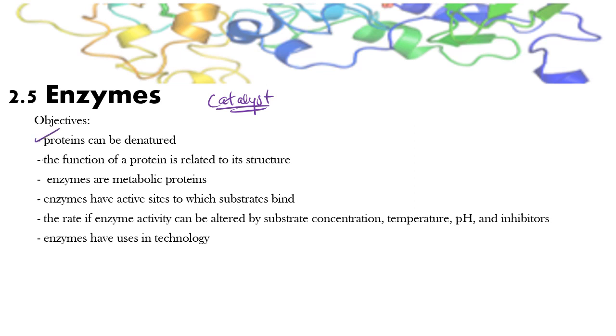We're going to talk about how the function of a protein is related to its structure. We're going to focus on enzyme structures, and look at enzymes as metabolic proteins. We're going to talk about how they have active sites to which substrates bind, and define active site and substrate once again. The rate of enzyme activity can be altered by substrate concentration, temperature, pH, and inhibitors. And we're also going to look at a few uses of enzymes in technology.